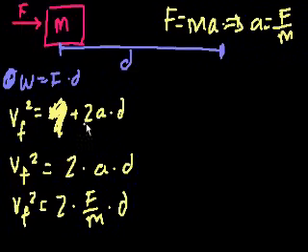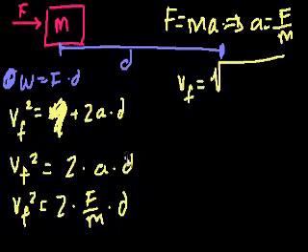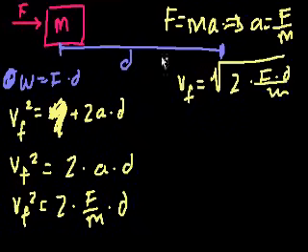And then we could take the square root of both sides. We get the final velocity of this block at this point is going to be equal to the square root of 2 times force times distance divided by mass. And so that's how we could figure it out. And there's something interesting going on here. Do you see something that looks a little bit like work? Well, sure. You have this force times distance expression right here.